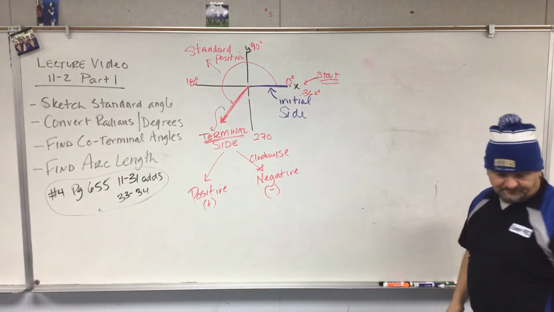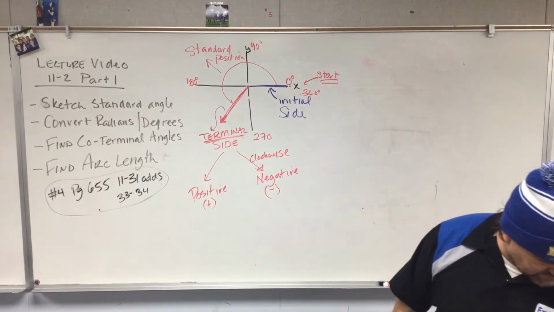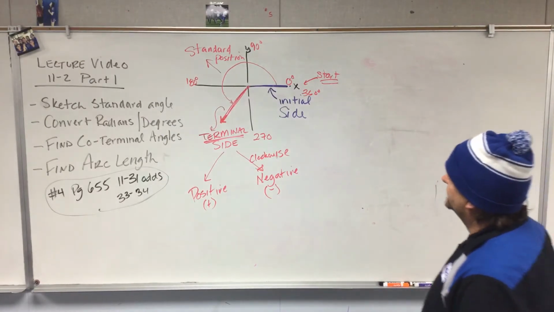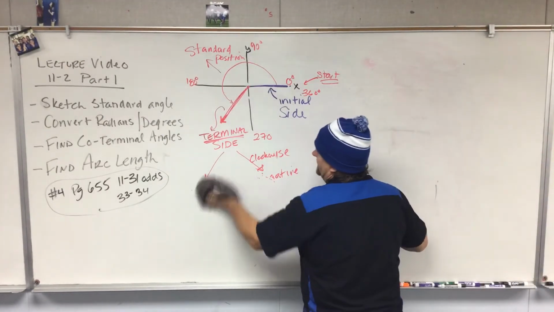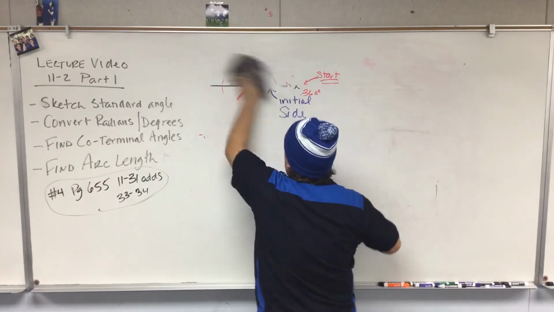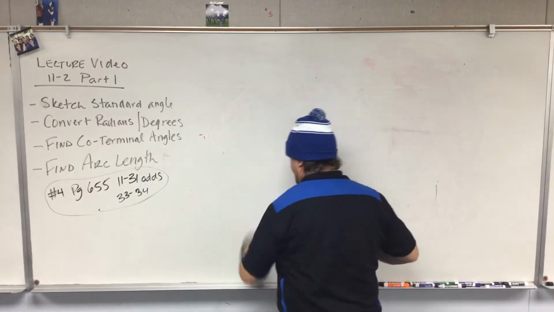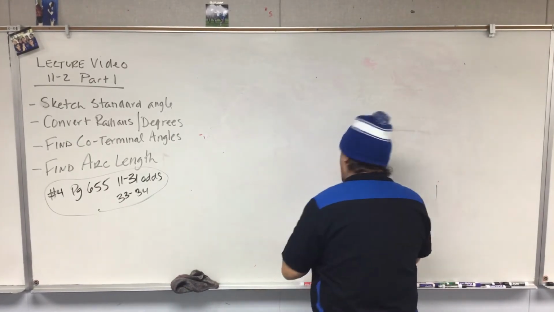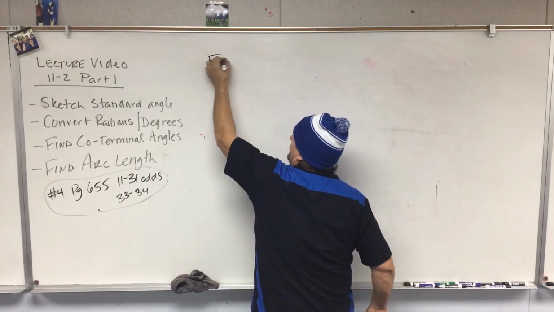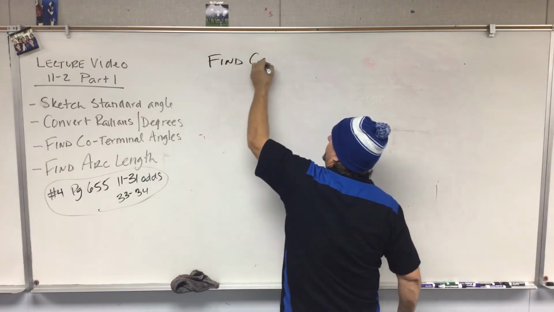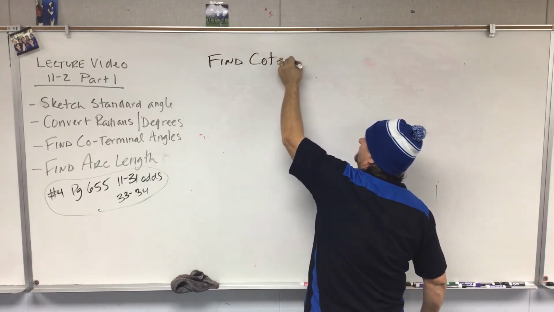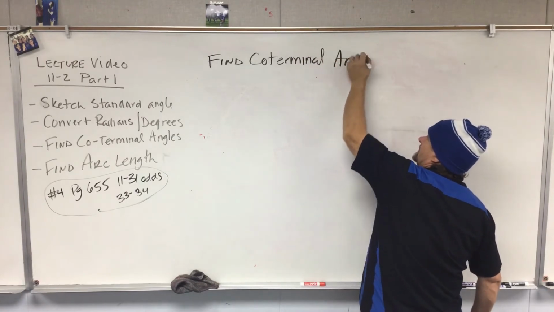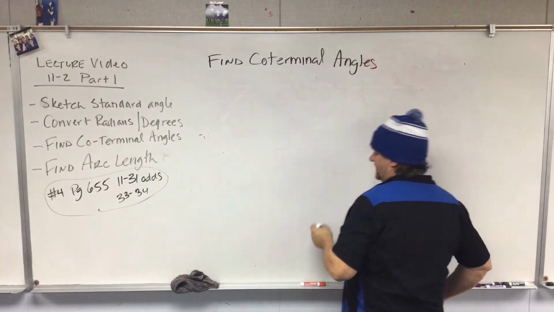All right, so we got our idea of terminal side. So now we've got to decide a couple of different things, and I'm going to go ahead and erase this here. So they ask us to find co-terminal angles. So how do we find co-terminal angles?